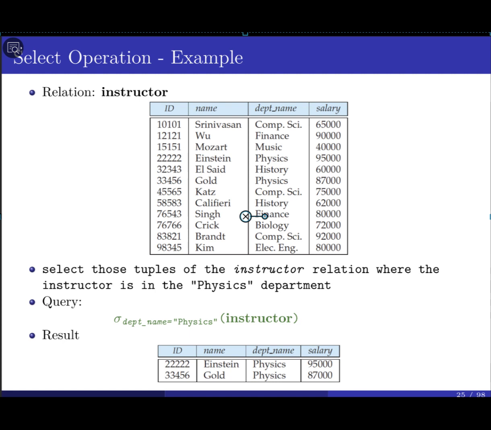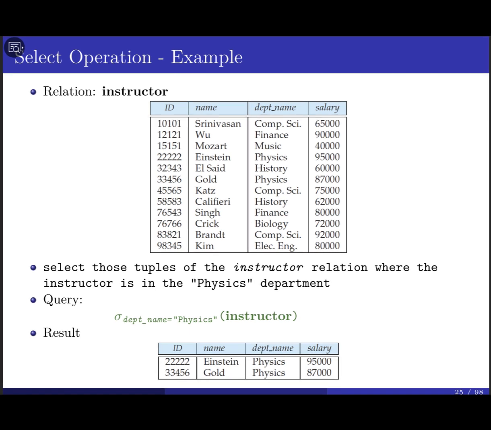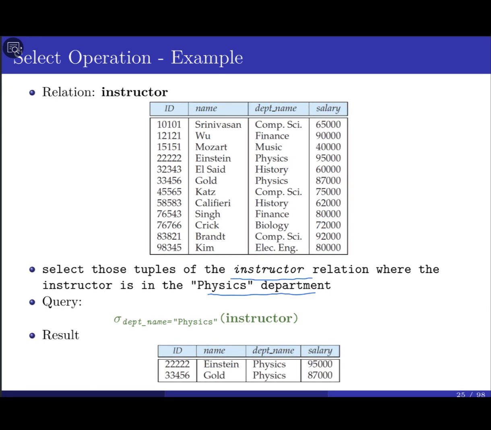So now let's have an example here. If I ask you, here is the query that you try to answer: select those tuples of the instructor relation where the instructor is in a specific department. So in this case, how can you answer this query? You have to take a look at the schema. Based on the schema, it's going to tell you where you can get the information that you're looking for, whether you need to access 1, 2, or 3 tables in order to answer this query.